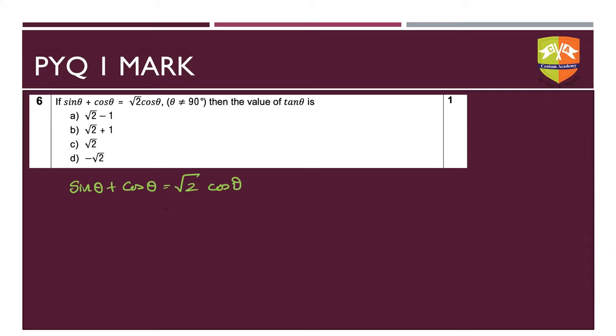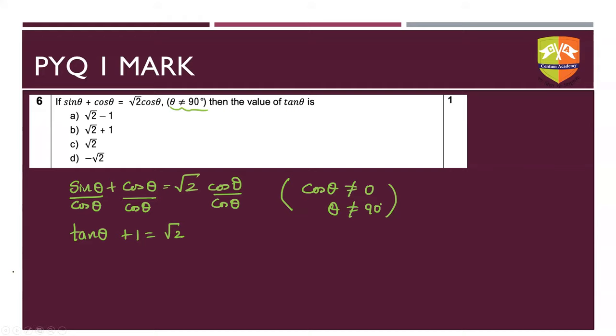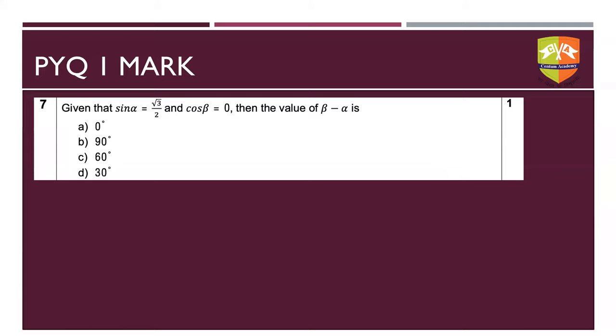You want tan, isn't it? What is tan? Tan is sine by cos. So divide the entire thing by cos theta. So hence it is tan theta plus 1, and you can divide by cos theta because cos theta is not equal to zero. Why? Because theta is not equal to 90 degrees, as given. Look, they have mentioned it here. So tan theta plus 1 is equal to root 2. Right? So tan theta is equal to root 2 minus 1. But these steps should be written only if it is not an MCQ, which will mostly be the case this year. Okay, do this.